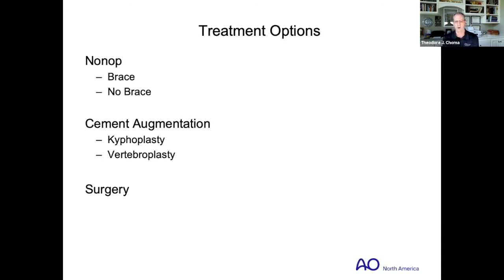We almost never treat immediately with cement augmentation. We try to get these patients up. If they can't ambulate safely because of pain, we'll admit them for 1 or 2 nights and see if just giving them a day or two is good enough to allow them to get up and start ambulating before we would consider kyphoplasty or vertebroplasty. And we certainly don't take these patients to surgery immediately.